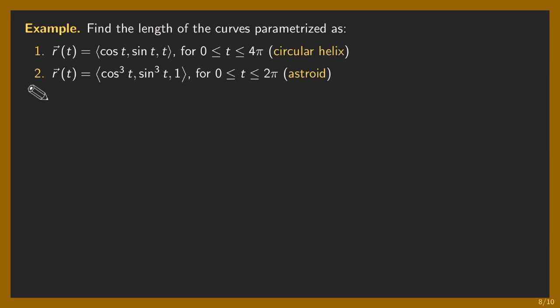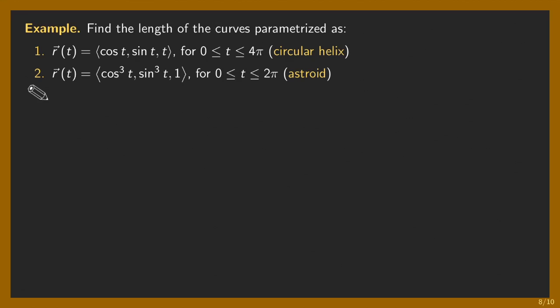Okay? Let's illustrate this in examples. For example, let's get the length of the curves parameterized as shown. Number 1, the circular helix from 0 to 4 pi, 2 cycles of the circular helix. And the next one is the asteroid.